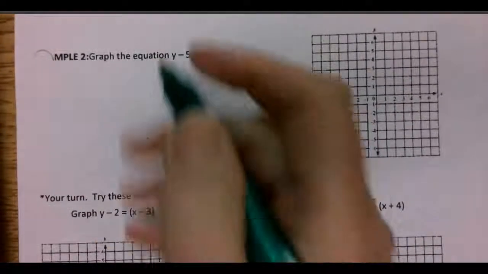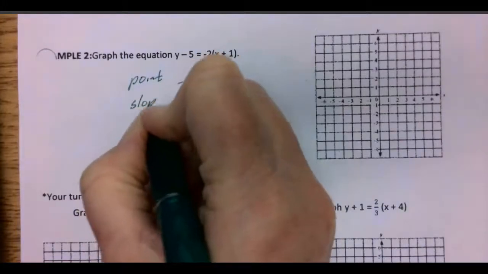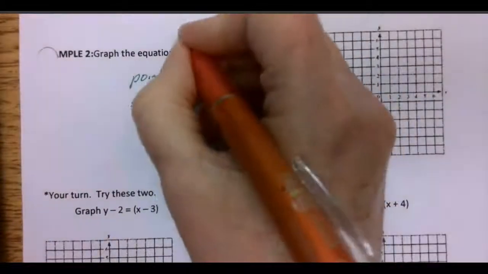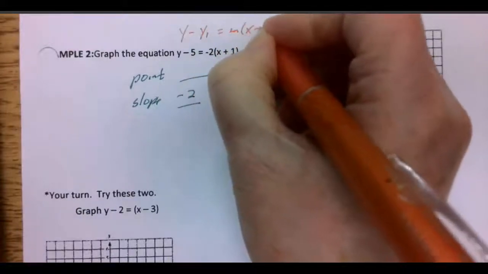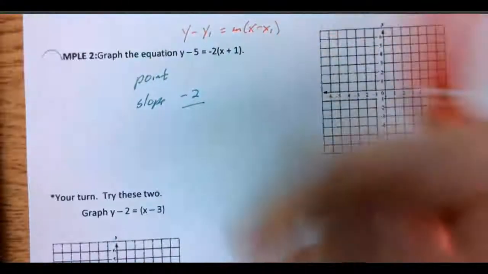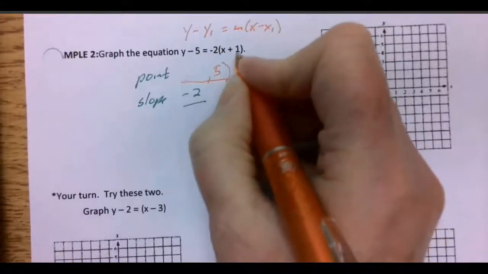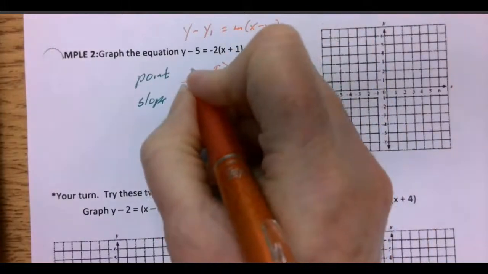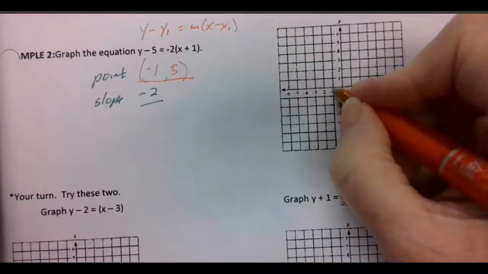Okay, so we're going to graph this one. Let's write down the point. Let's write down the slope. Okay, my slope is negative 2. My point, okay, I'm going to write out point-slope form again, sorry. Okay, so I want subtraction. So my y value is 5. That one comes straight out. But my x value, notice I have subtraction here, but I have addition here. So that needs to be a -1. See how that's a -1, 5. So I plot the point -1, 5.